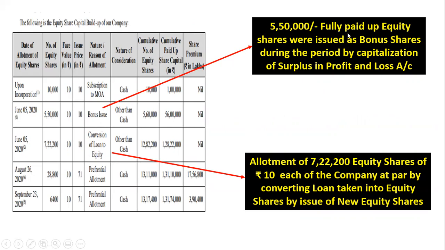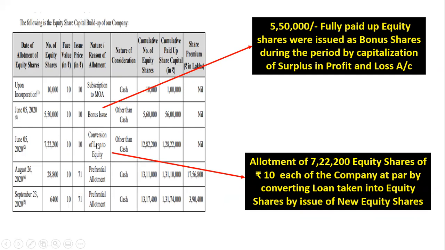550,000 fully paid up equity shares were issued as bonus shares by capitalizing the surplus in the profit and loss account. That means the company issued bonus to the existing shareholders. The bonus issue is capitalization or conversion of reserves into capital. Well, did the company get any cash? No. It is only an accounting treatment of converting the reserves into capital.